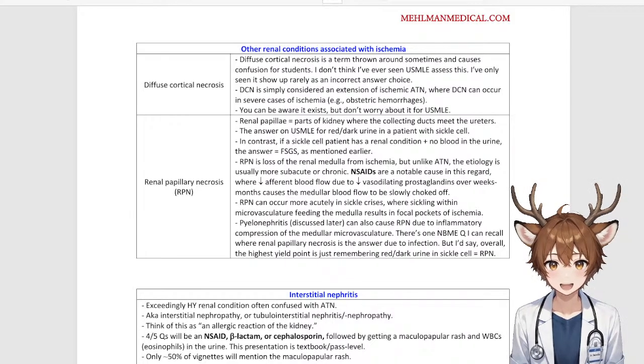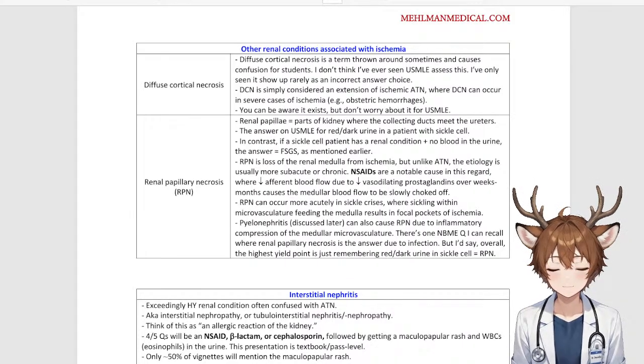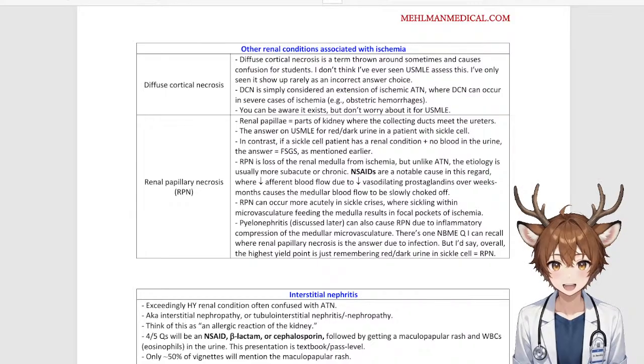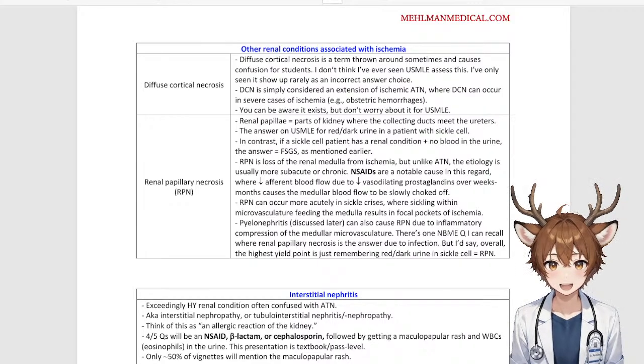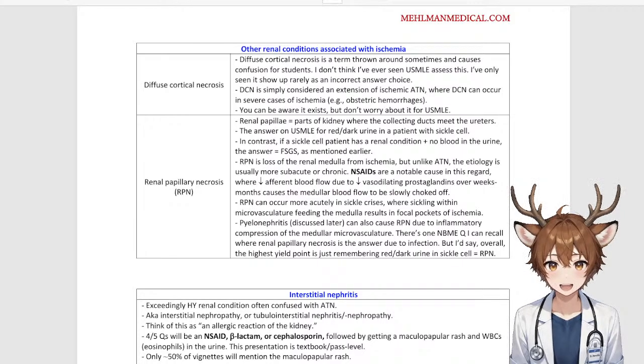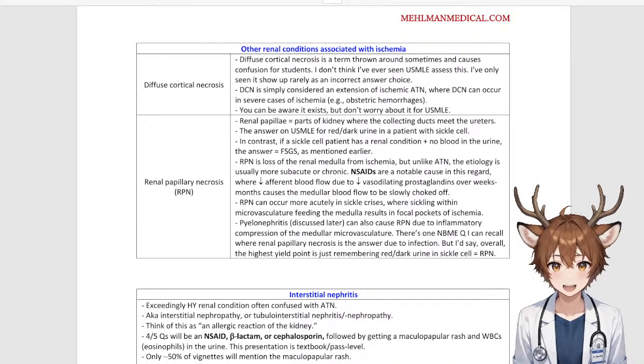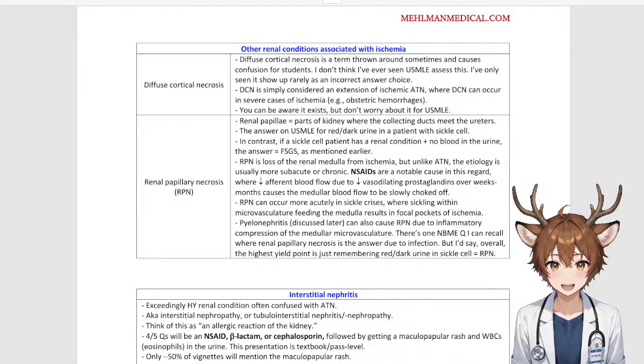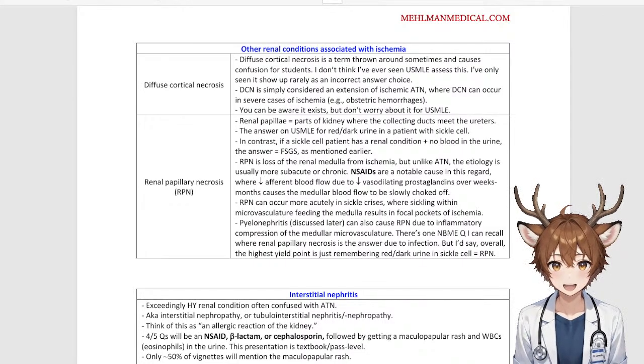Again, this is renal papillary necrosis, a loss of the renal medulla from ischemia, but unlike ATN, the etiology is usually more subacute or chronic. NSAIDs are a notable cause in this regard, where the decrease in afferent blood flow due to the decrease in vasodilating prostaglandins over weeks or months causes the medullary blood flow to be slowly choked off.